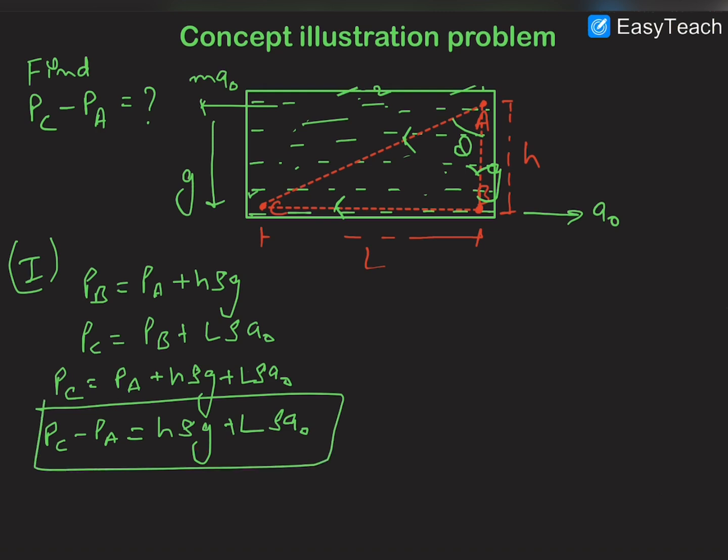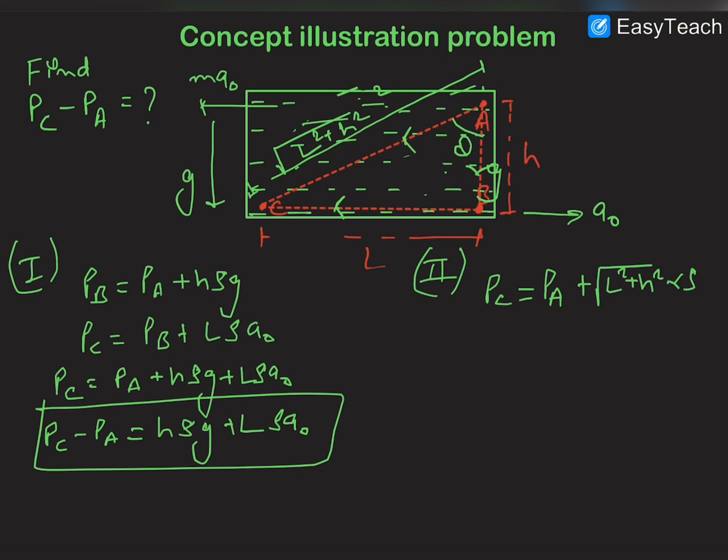Now if we wish to find out the value of PC minus PA by another method, we can directly move from A to C. So while moving from A to C, we can say that PC will be equal to PA plus, now this is the direct distance between A and C, it would be under root of L square plus H square, into rho into g effective.